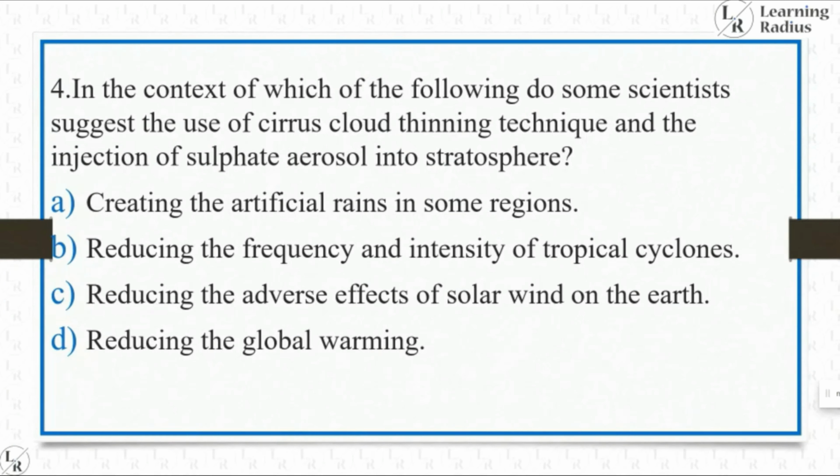In the context of which of the following do some scientists suggest the use of cirrus cloud thinning technique and the injection of sulfate aerosol into stratosphere? The answer is reducing the global warming. It is not creating artificial rains in some region. It is not reducing the frequency and intensity of tropical cyclones. It is not reducing the adverse effect of solar winds on the earth. It is not A, B, and C. It is reducing the global warming. That is, the answer is D.